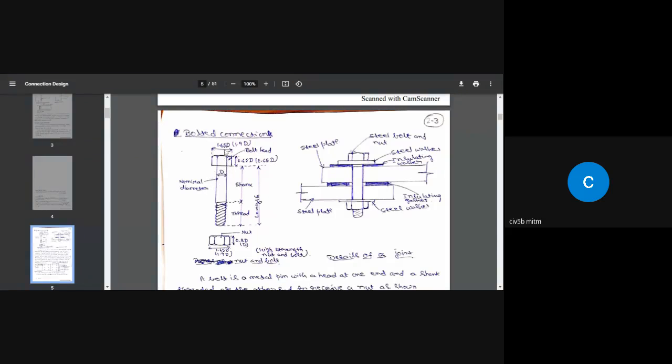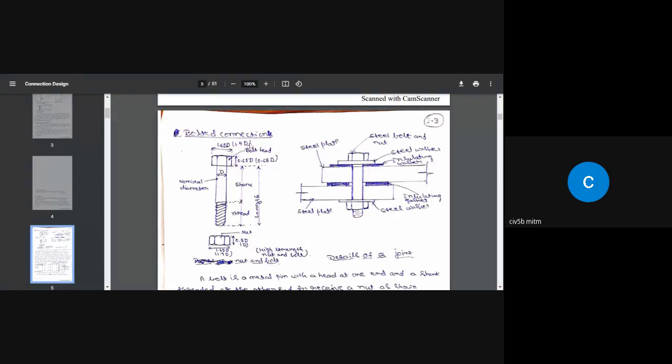If you look here, this is the bolt head, and how much is the diameter of the bolt head? 1.65 times D, where D is the diameter of the shank. Similarly, the height of the bolt head is 0.65 times D. When you come to the nut, it is 0.8 D, and again the diameter is 1.65 D.